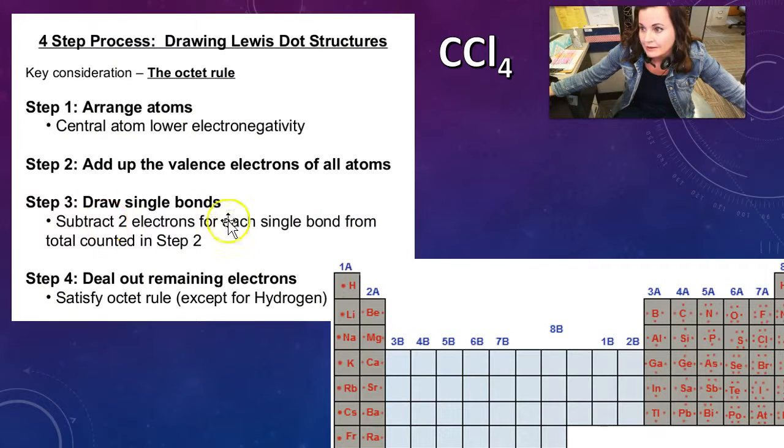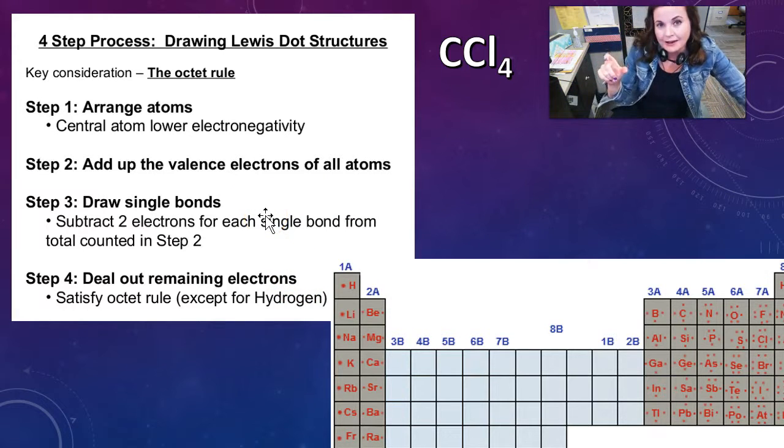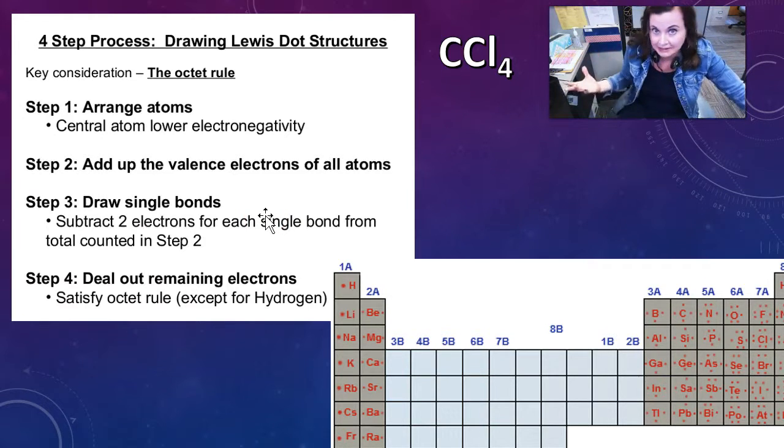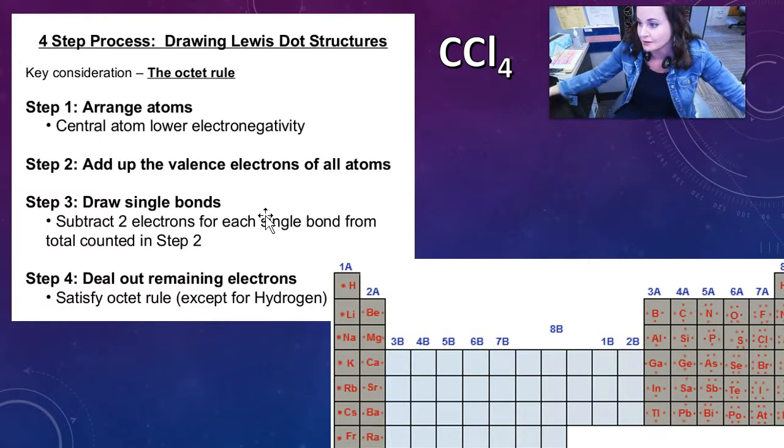Step 3 is to draw single bonds, and step 4 is to satisfy the octet rule, except for hydrogen, because hydrogen only has one shell, right, with only 2 electrons that can fit in it, so it can't get 8 in there. It doesn't work for hydrogen. So we're going to do some examples. The first one is carbon tetrachloride here. I'm sorry, we saw carbon tetrafluoride a minute ago. But we'll look at this one.